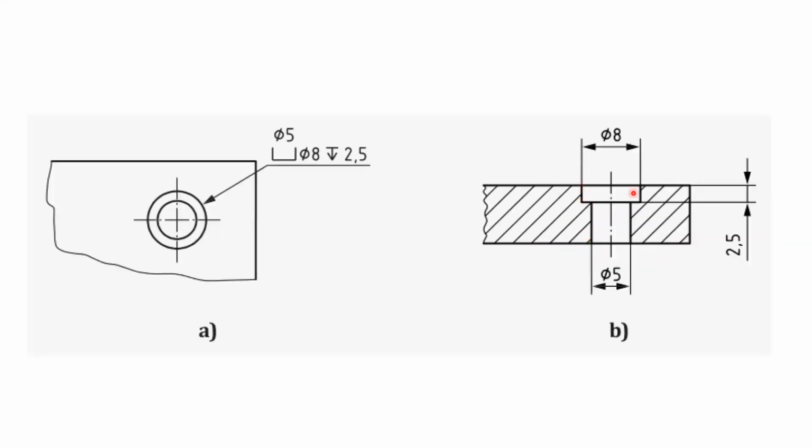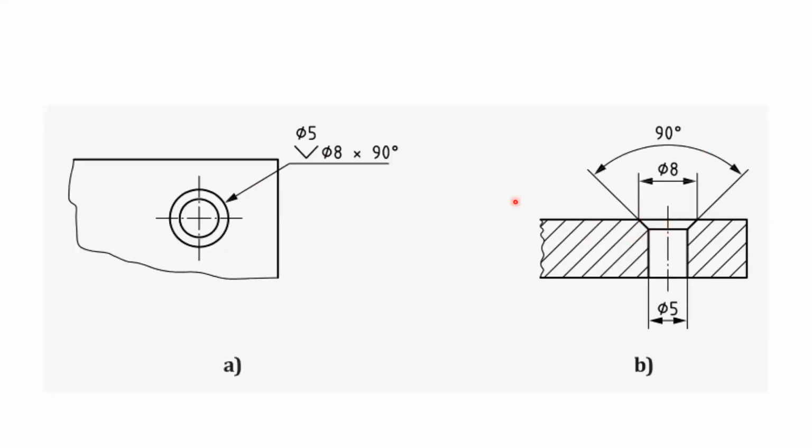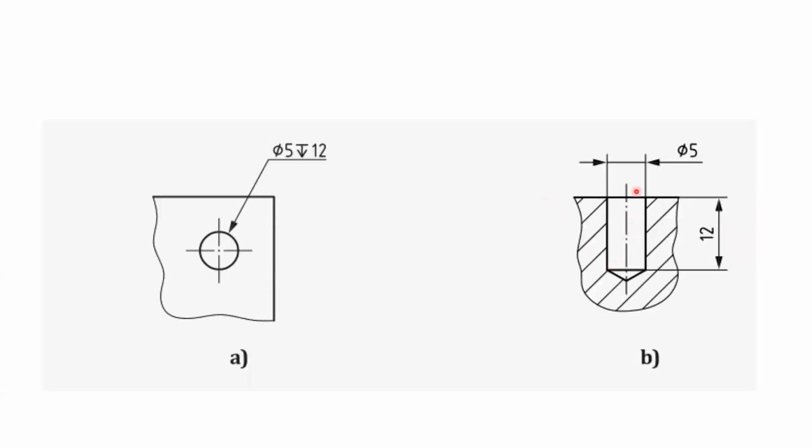Here it is a step-like one, that's why this symbol is used. It is very simple and intuitive. This shape, that shape, and that shape. And here we have the top diameter. The symbol means diameter. And here we have this angle.